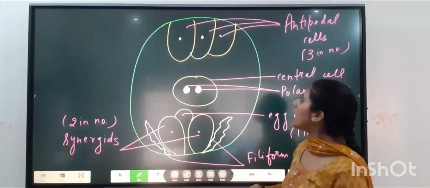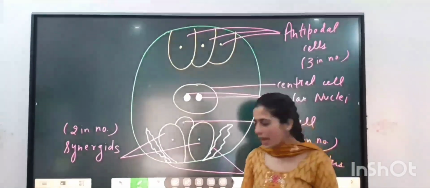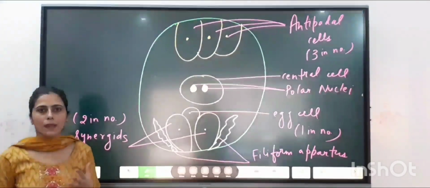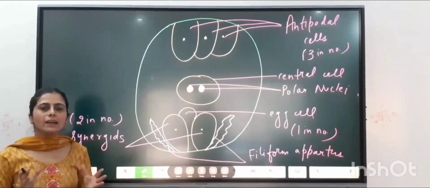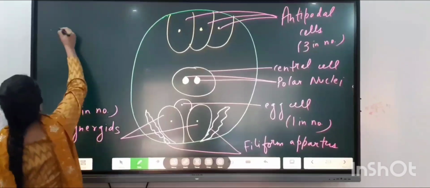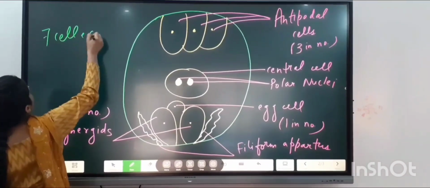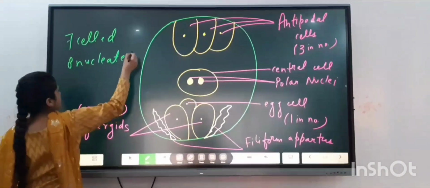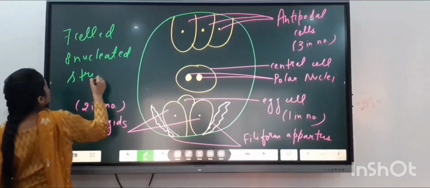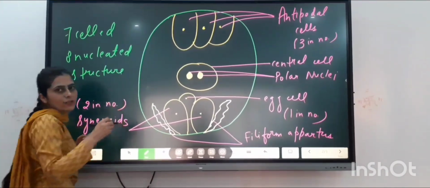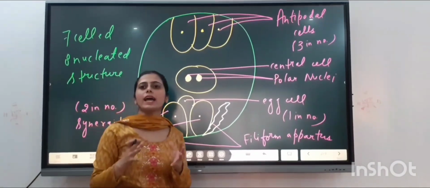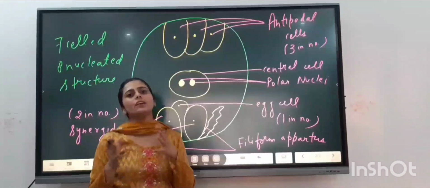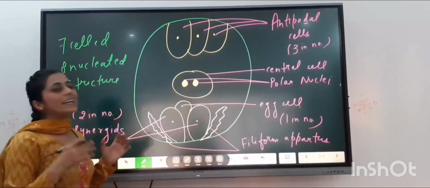For that we have to move to the diagram, and this is the embryo sac of an angiospermic plant. Now the embryo sac is a 7-celled and 8-nucleated structure. It is also a very unique feature of an angiospermic plant that the embryo sac of a flowering plant is 7-celled and 8-nucleated. Now what does it mean?